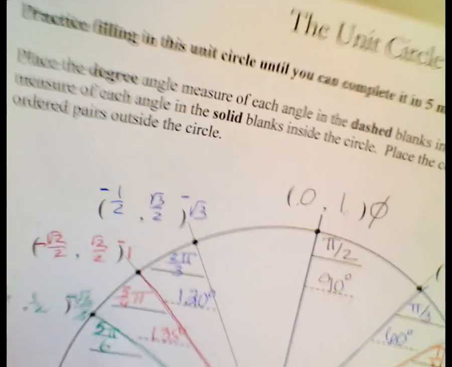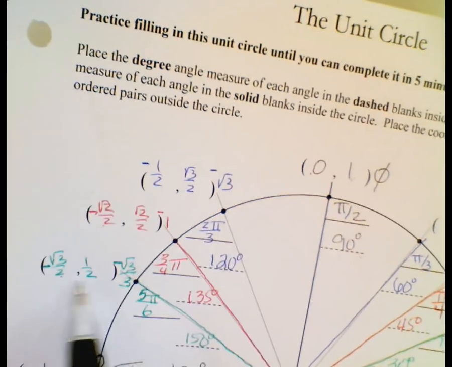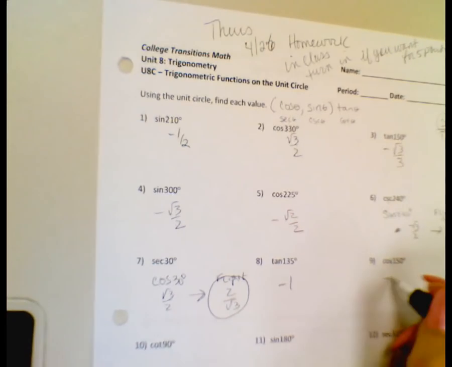Tan of 135 is -1. Cosine of 150. Cosine is the x-coordinate. So 150 is in the second quadrant. Find it. Cosine is the x-coordinate. It's negative radical 3 over 2.